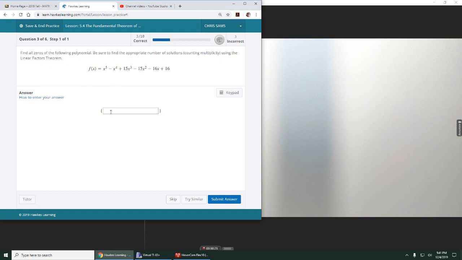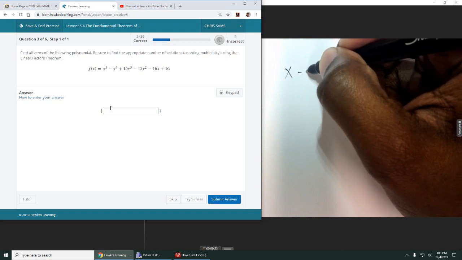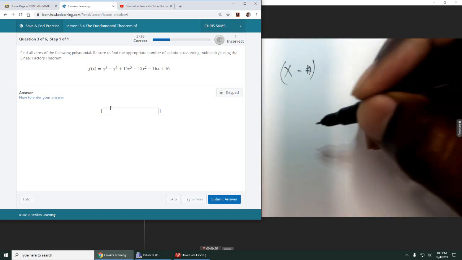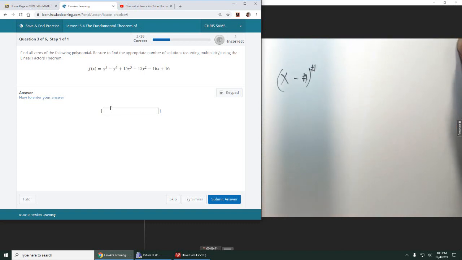So when it says using linear factors, that means we're going to take those zeros and we're going to list them as either x plus or minus some number. Okay, we're going to list them all like this, and if it happens more than one time, then we'll have a number up here for my exponent. That will be the multiplicity.